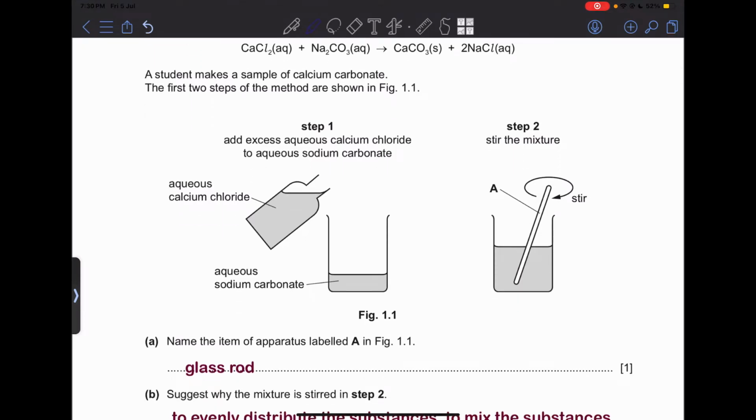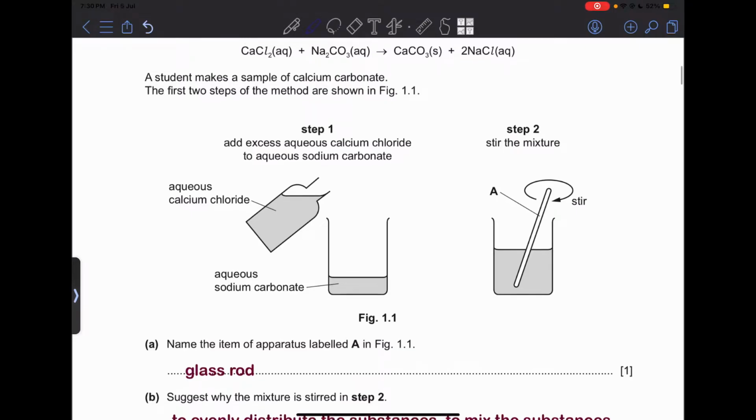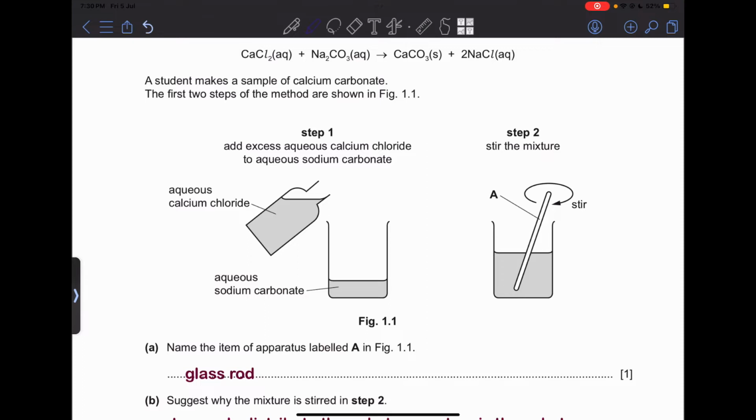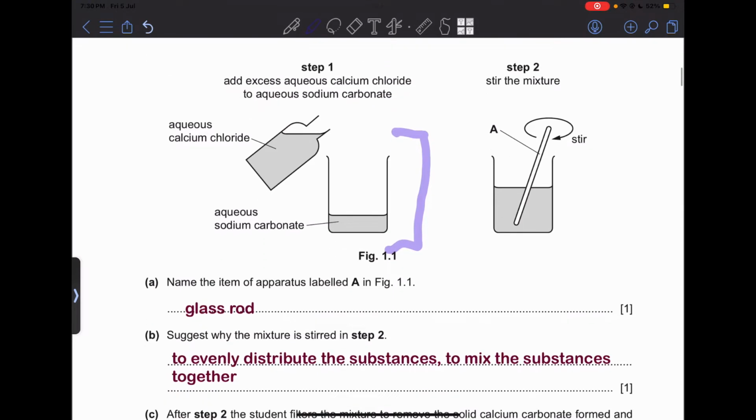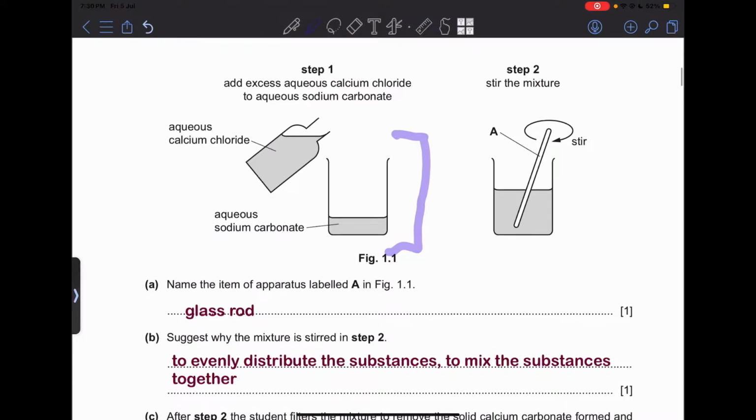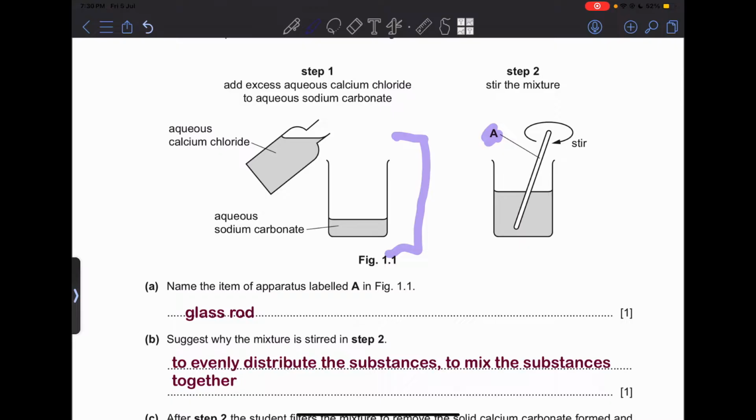So step 1 is adding excess aqueous calcium chloride to aqueous sodium carbonate, and here they drew a diagram to show that, and then they stirred or mixed the mixture. So question A says name the item of apparatus labeled A in figure 1.1. This is over here. They are pointing at a glass rod.